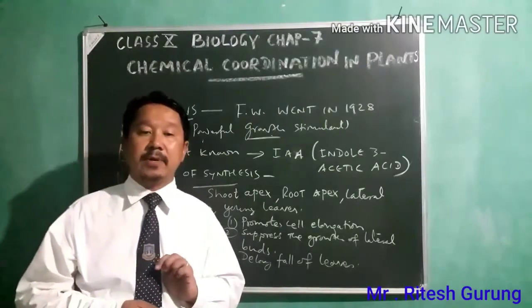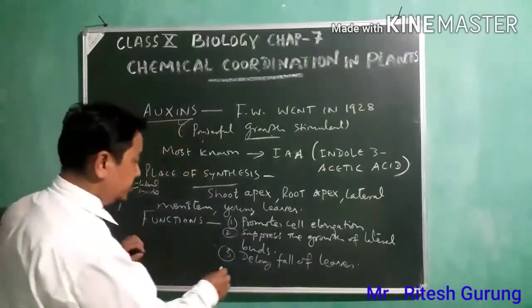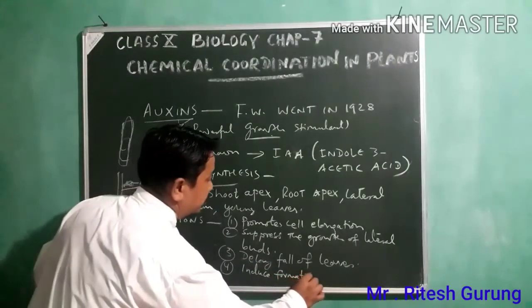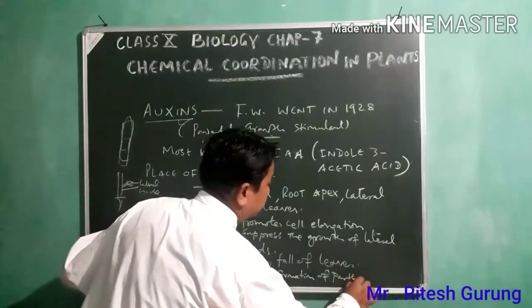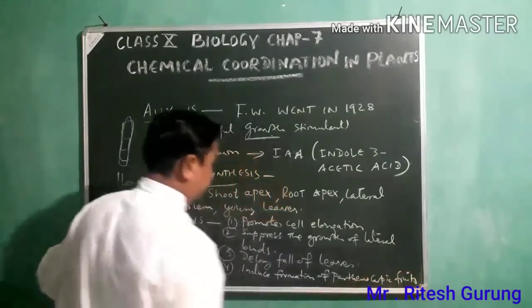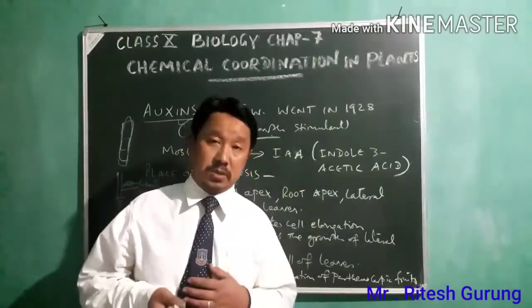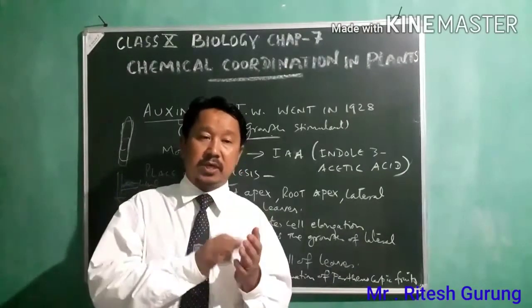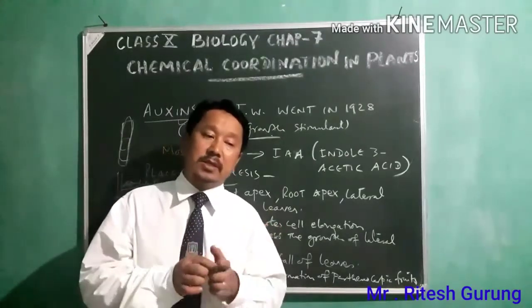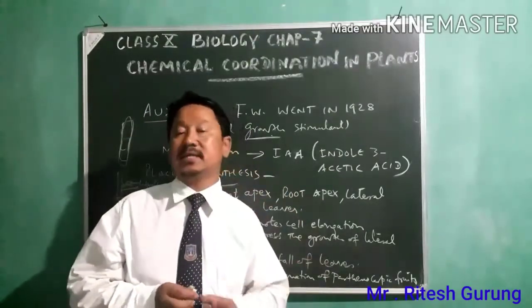Okay, number four, we have, induce formation of parthenocarpic fruits. So parthenocarpic fruits means what? Parthenogenesis or parthenocarpy is a process in which the fruits are formed without the fertilization of the flowers.